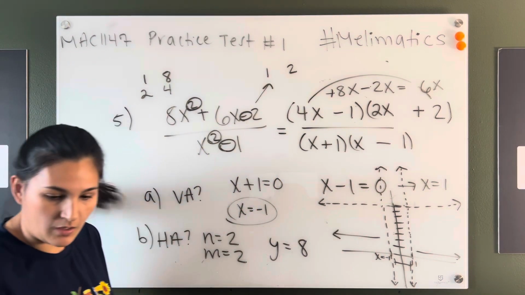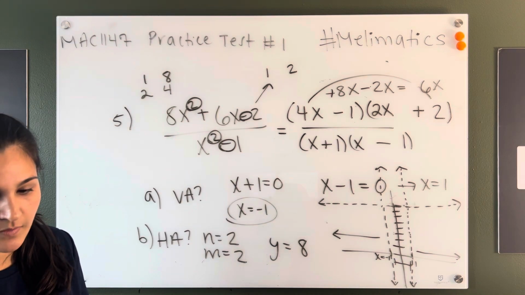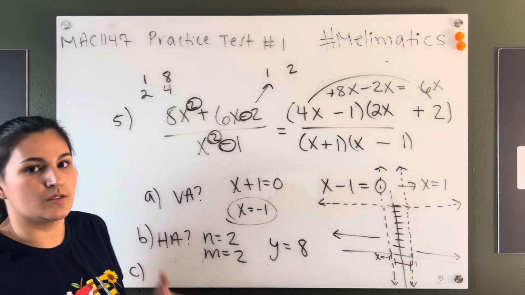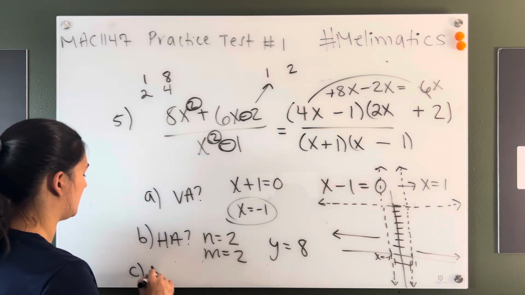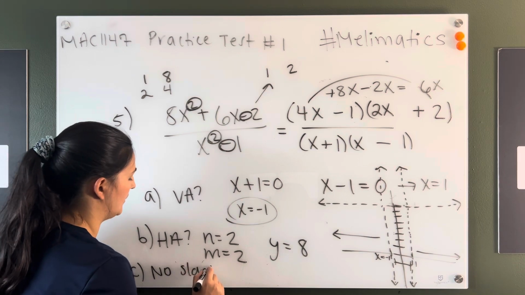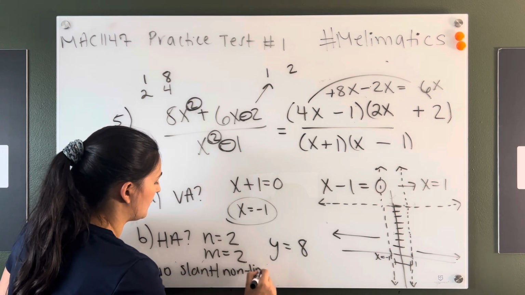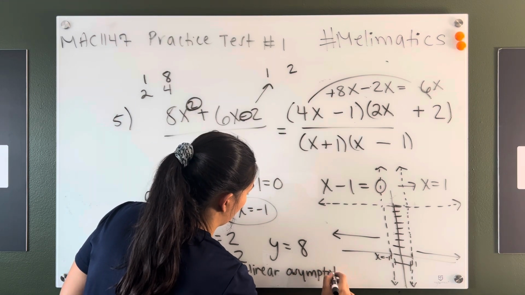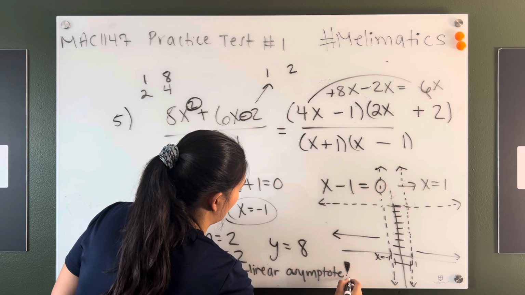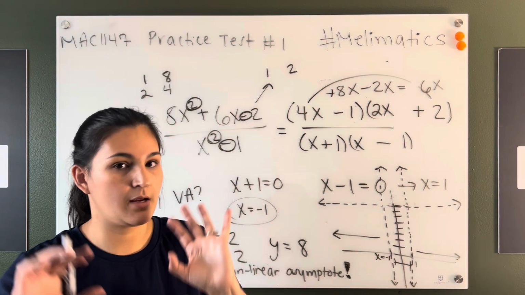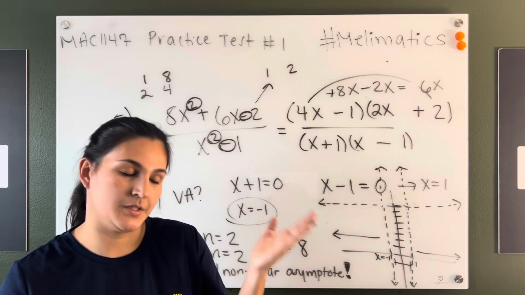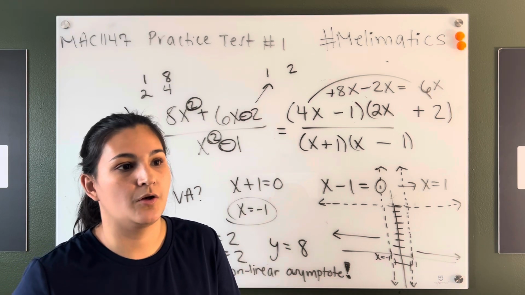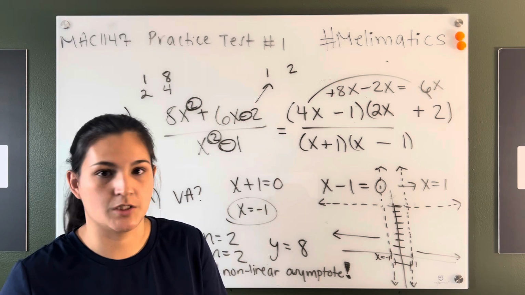Very interesting question. For part C, it says determine if there is a slant or nonlinear asymptote. We've talked about it before. If there's a horizontal asymptote, there is no slant or nonlinear asymptote. So for this one, we're going to say no slant or nonlinear asymptote. How do you find the equation of the slant or nonlinear asymptote? You just do long division, which we already reviewed. The part of the quotient that doesn't have the remainder is the equation of the slant or nonlinear asymptote. Remember, a slant asymptote is a line, and nonlinear would be any other nonlinear function, such as a parabola.